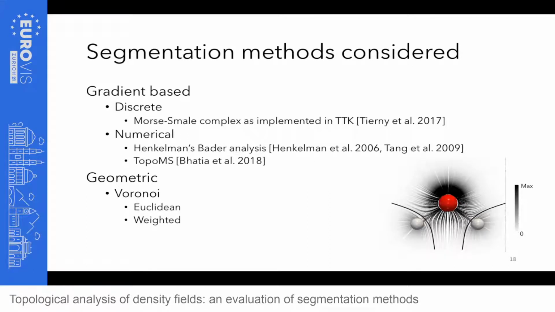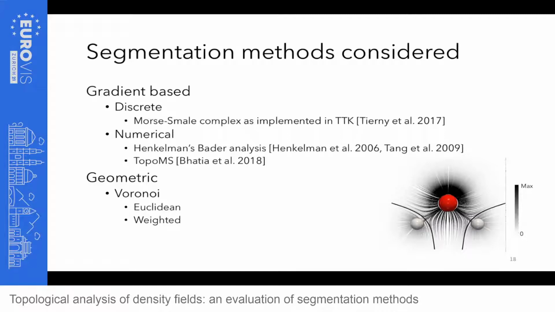So this results in a segmentation something as shown here. Both the discrete gradient method and the numerical gradient method use this approach. For the discrete gradient method, we use the Topology Toolkit for this purpose. For the numerical gradient approach, we use Henkelman's Bader analysis and another recent work by Bhatia and others, which is a software called TopoMS.